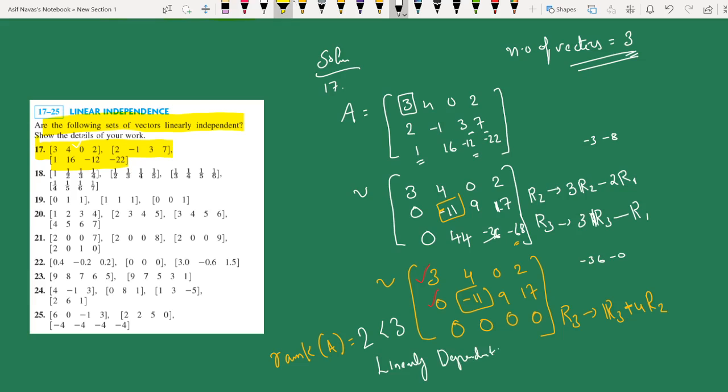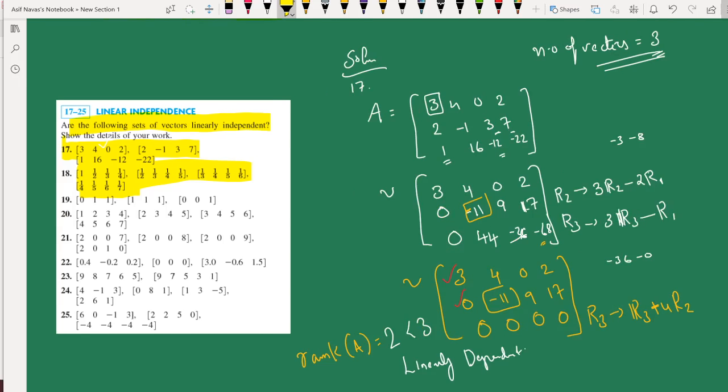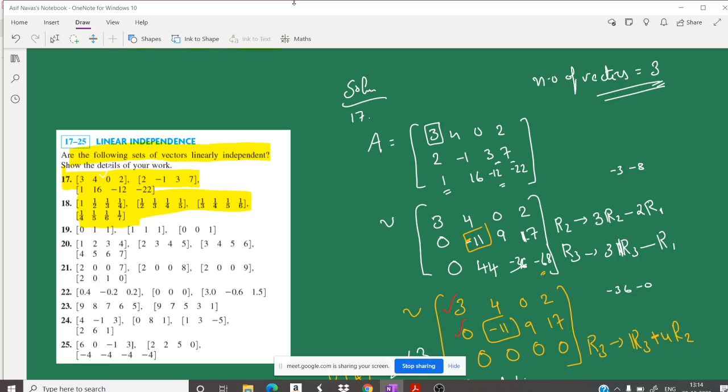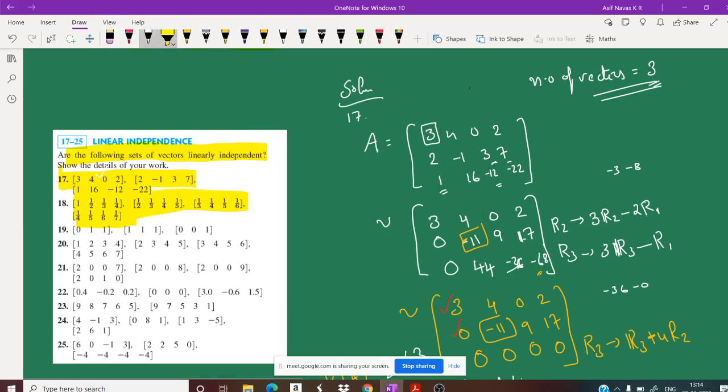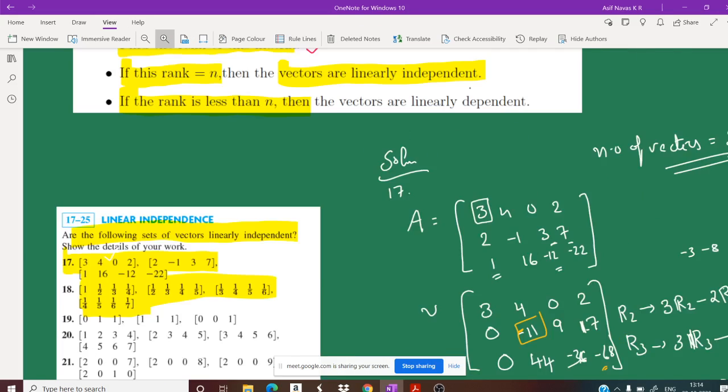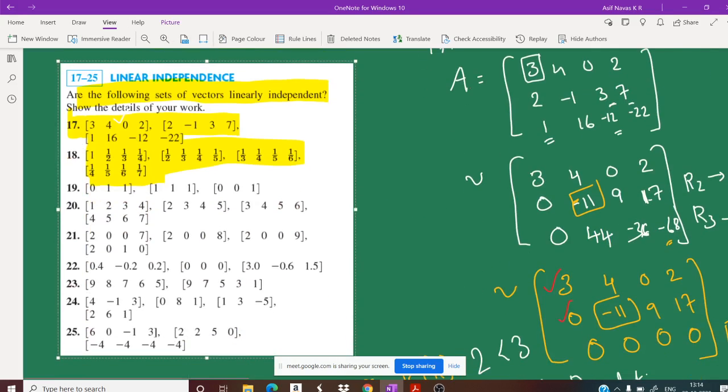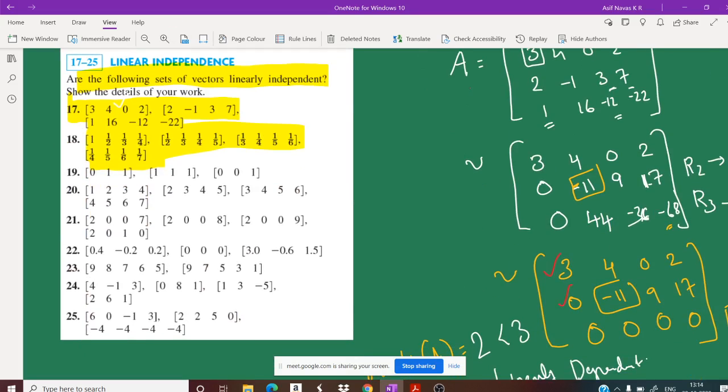Now you do this problem, the 18th problem. Is it visible? Yes, sir. I will zoom. Now it is clear, right? So do this problem, the 18th problem.